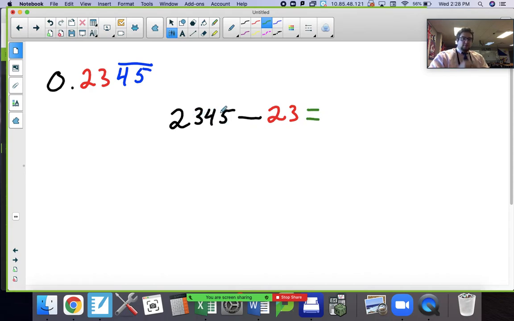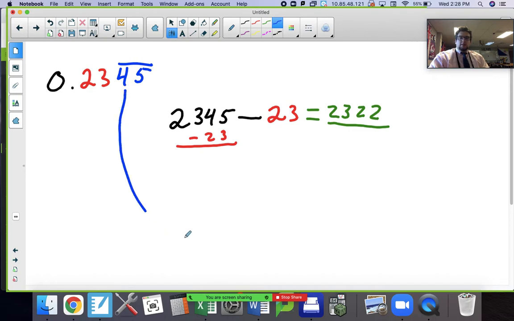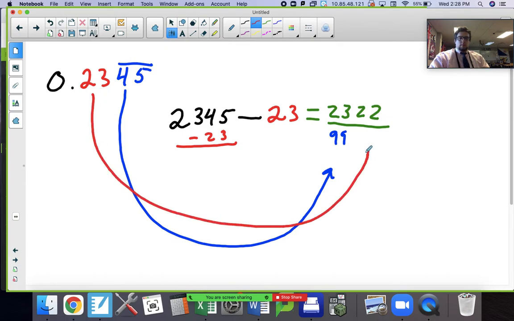So 2,345 minus 23. Sometimes I find it easier just to line it up like this so we can see the visual. 5 minus 3 is 2. 4 minus 2 is also 2. We're left with 3 and the 2. Underneath, we're going to have 2 9s. And then 2 zeros. And that is the fraction that generates this decimal in its repeated fashion. I'll grab my calculator just to prove it.